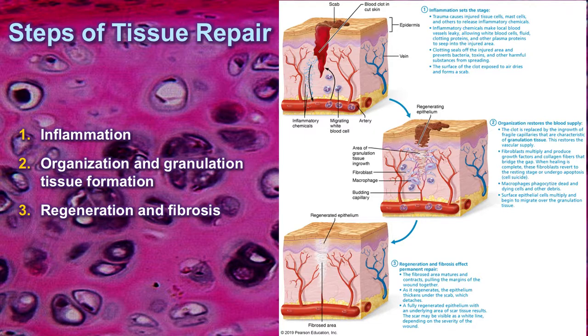Okay, so our step 3 here is regeneration and fibrosis. So in the epithelial layer, you've got regeneration. We filled back in with the new cells as they divided. We have fibrosis, though, in the connective tissue because we laid down collagen fibers and it became nice and thick.